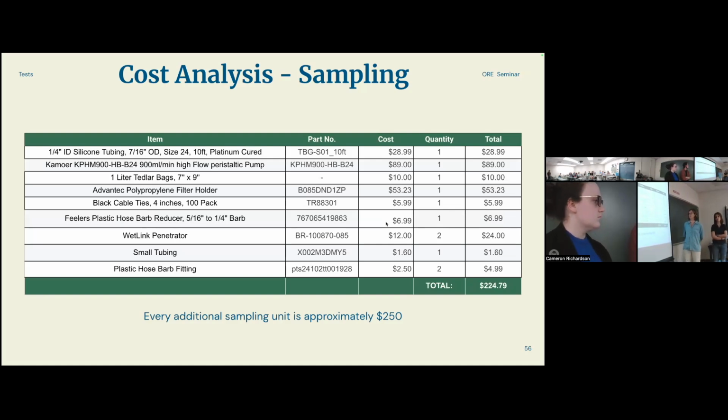So the total cost for the sampling unit comes out to around $225. If you consider the housing on top of that, then every additional sampling unit to the modular auto sampler would be another $250.